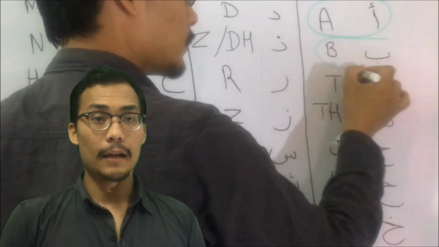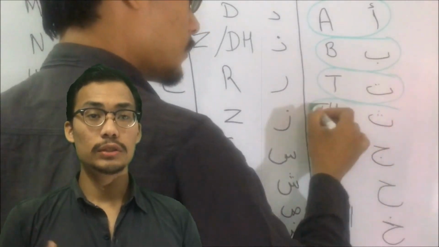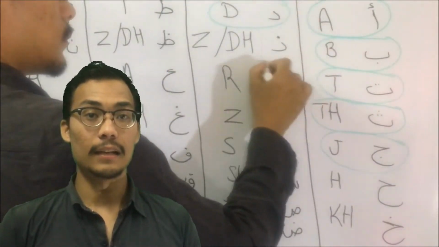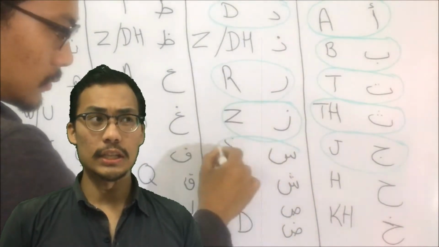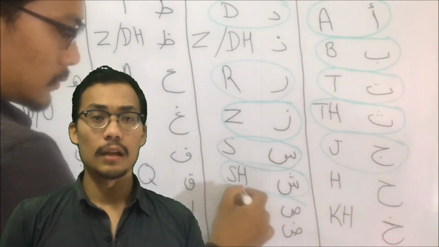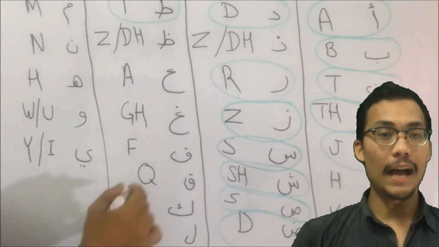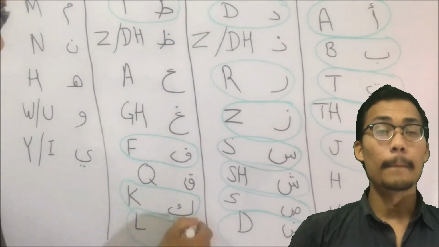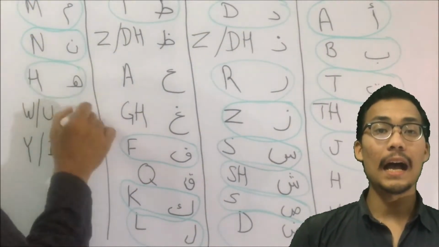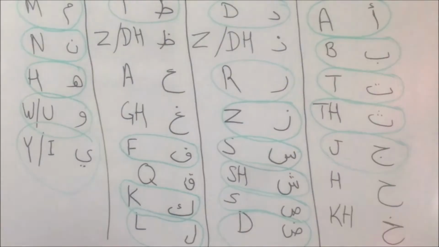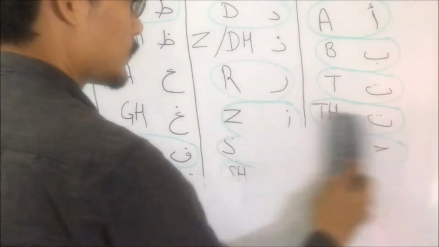Alif, Ba, Ta, Tha, Jim, Dal, Ra, Za, Sin, Shin, Sad, Dha, Ta, Fa, Kaf, Lam, Mim, Noon, Ha, Waw, and Ya. The actual alphabet lesson starts right now. I recommend that you pause and bring pen and paper, or just write them somewhere on your memos. So now let's go and see all the alphabet together.